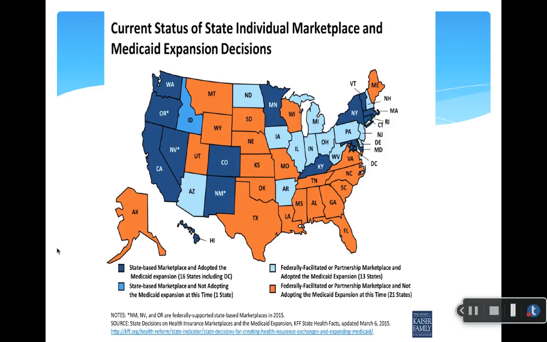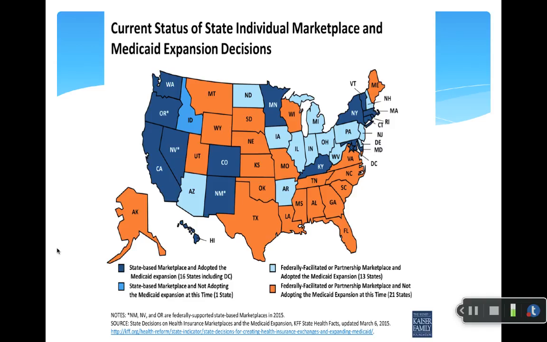So here you see a map of the current status of whether or not states have expanded their Medicaid programs. What we see in the states in orange is that these are places where you have to use healthcare.gov or a federal partnership or marketplace because they did not expand their Medicaid programs. So we see most programs in the South, as well as through the central part of the United States, elected not to expand their Medicaid programs.